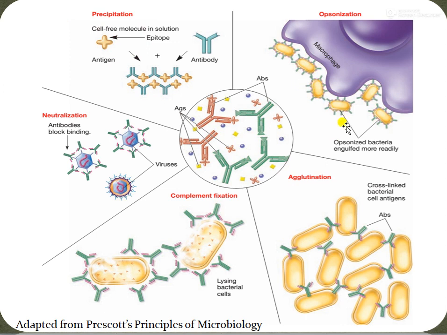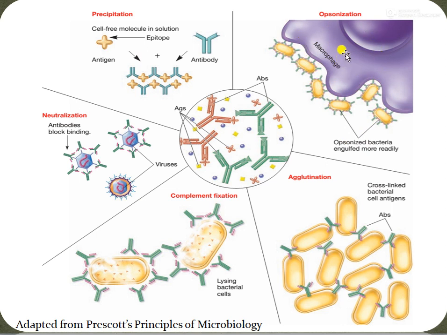And sometimes you can see antibody is also involved in opsonization. Now what is opsonization? Opsonization is a process of increased phagocytosis. Once the antibody is coated on the antigen, the antigen antibody complex might be engulfed by the macrophage, and increased phagocytosis can happen. And that is the process of opsonization.